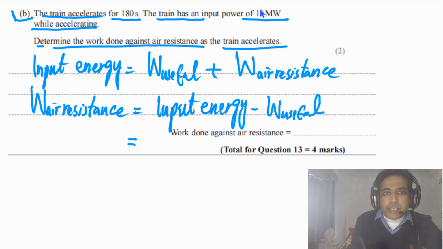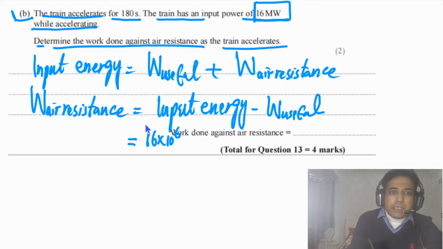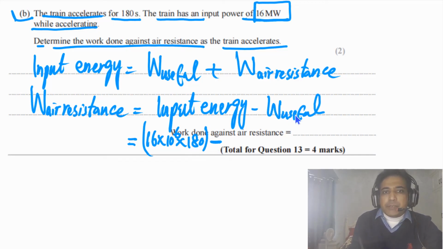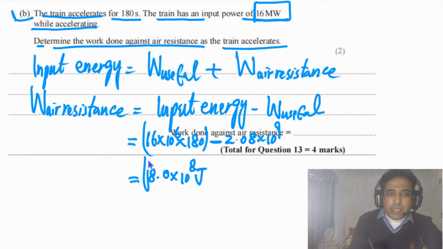Input energy we can simply calculate because we have input power and the time is given to us. So the input energy will be 60 times 10 to 6 multiplied by time 180, and minus useful work done. We have already calculated 2.08 times 10 to 9. Now if we simplify this one, our final answer will be equal to 8.0 times 10 to 8 joule. So this much work is done against a resistance, and this is our final answer.